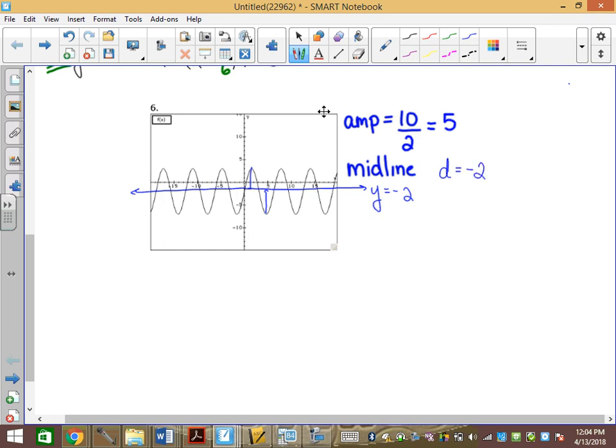Can my d be +2 then? Just because like amplitude's opposite, and it's like a is ±2. So can my d be ±2? Oh, a is ±5. It's not even 2 at all. D is where the midline occurs. The midline occurs at -2, not +2. It's not an option. It's just where it happens.